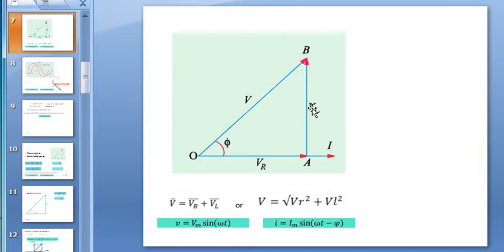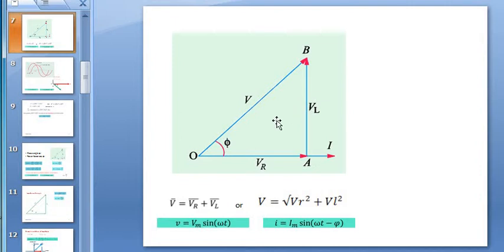The voltage VL will lead this current by angle 90 degrees, or this current is lagging behind the voltage by angle 90 degrees. Therefore, the resultant voltage V can be drawn like this, which will be the vector addition of this VR and this VL.